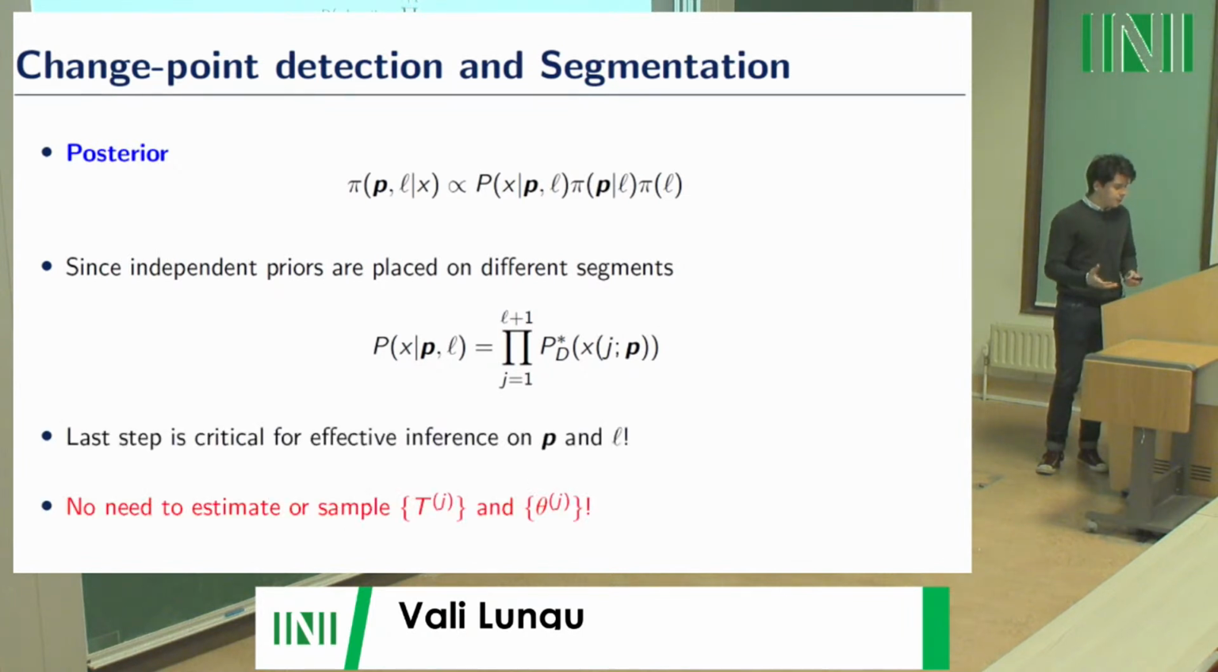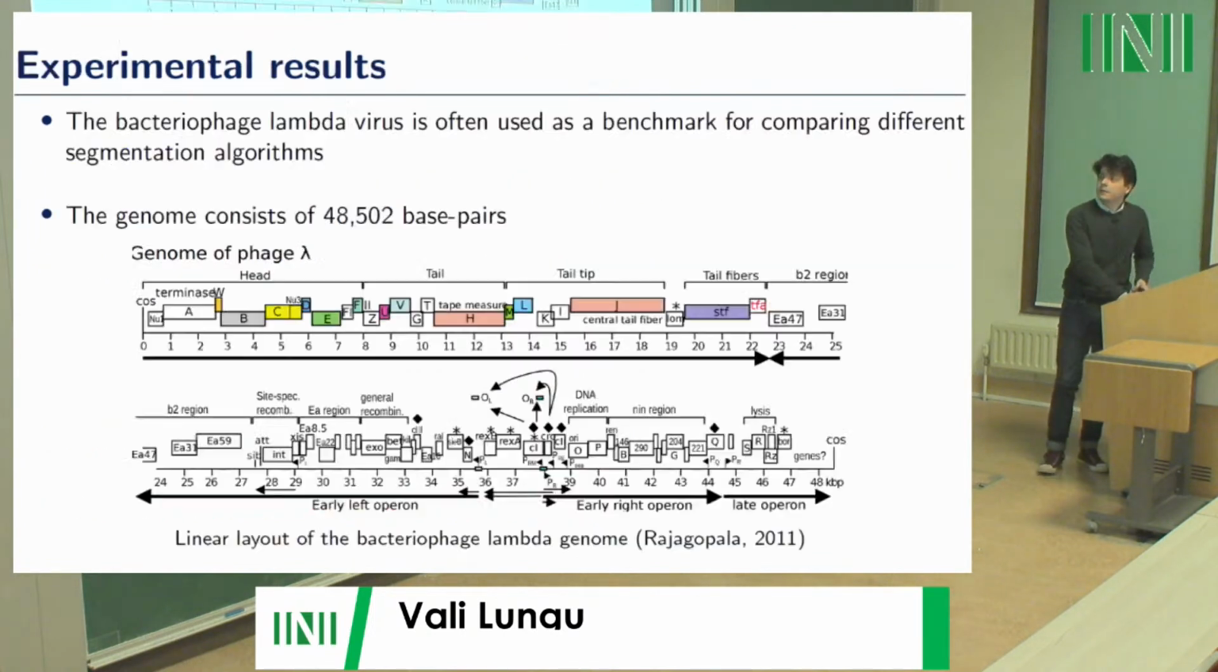So in other words, we can have effective inference on P and L, meaning that we can sample directly from this posterior distribution without needing to sample or even estimate the models within its segment. So this is really powerful, and this would make our Bayesian approach really fast. Okay, so I'll finish up my presentation by showing you one experiment that we've done.